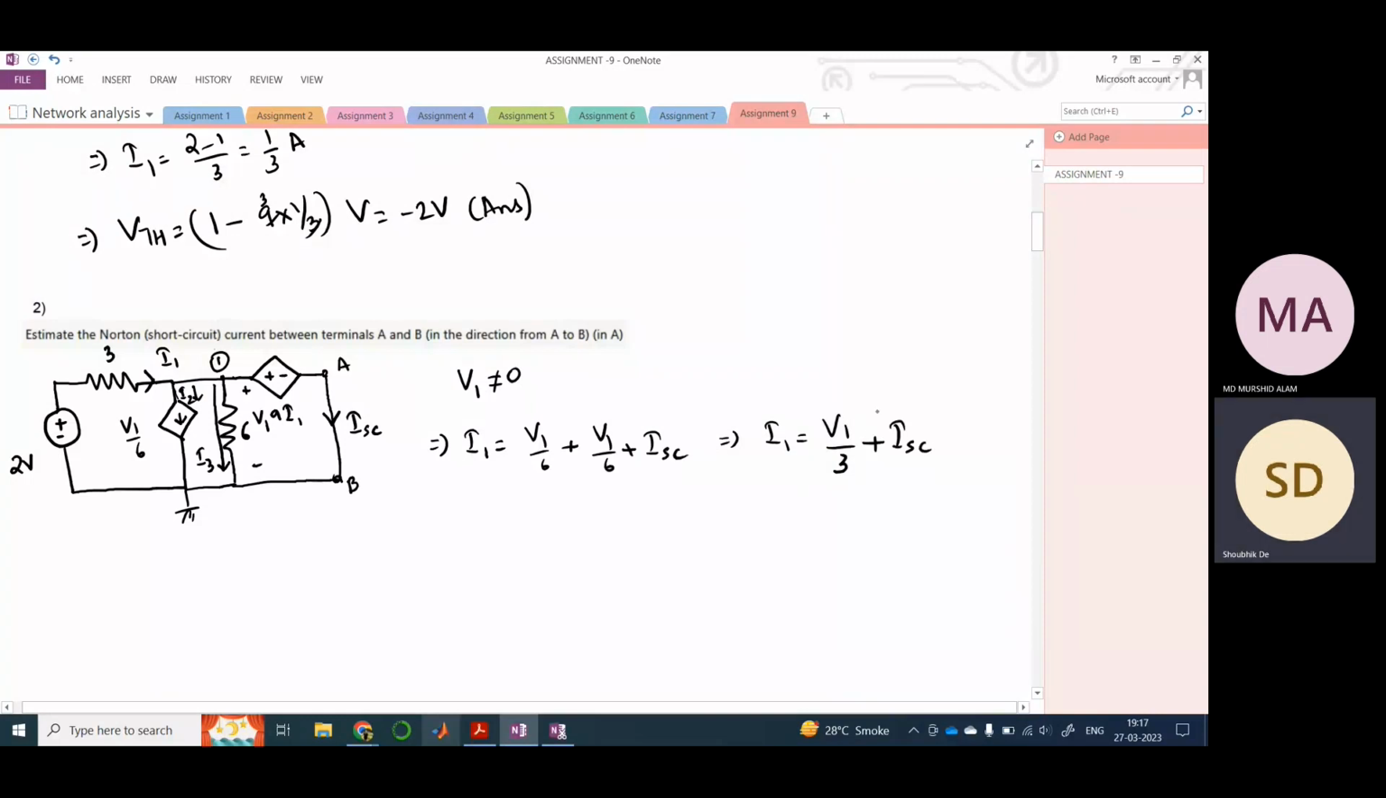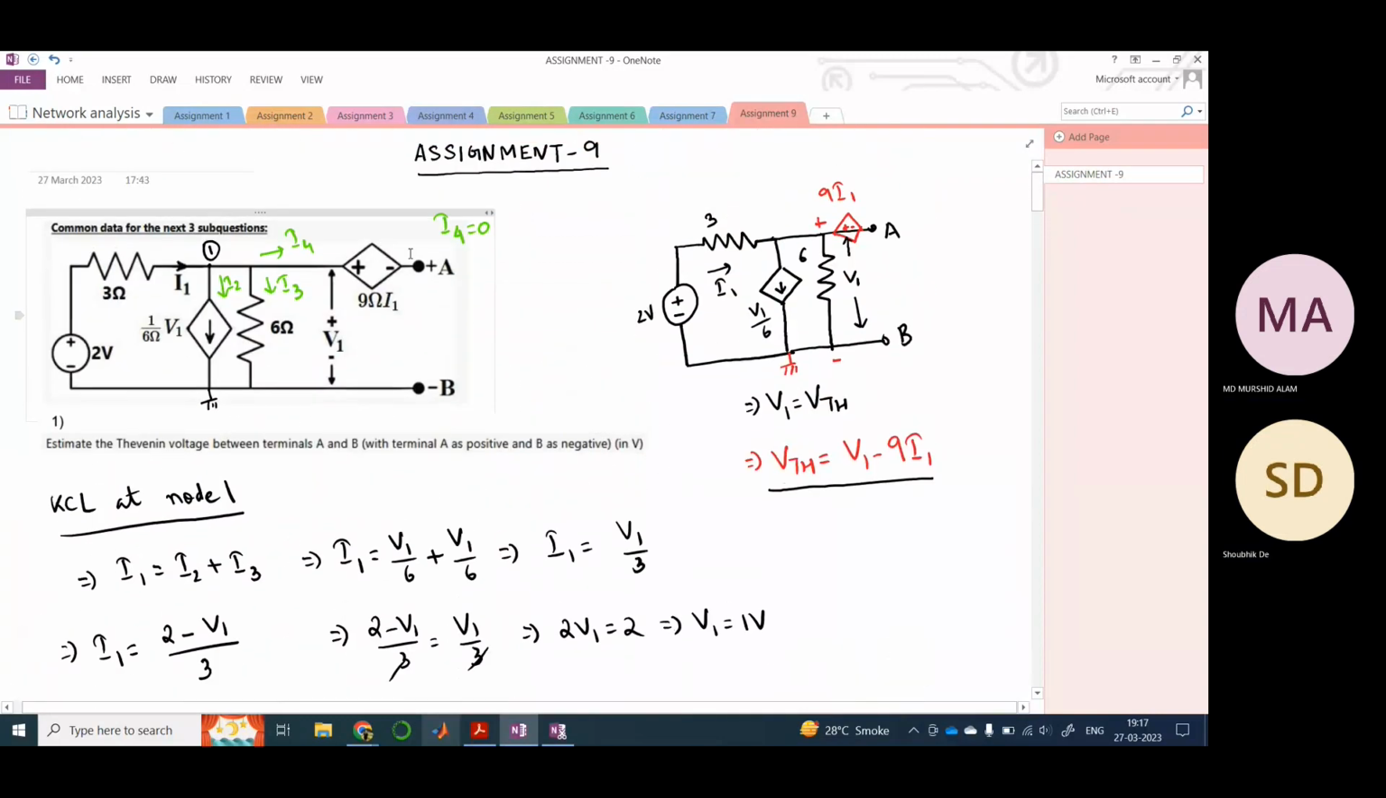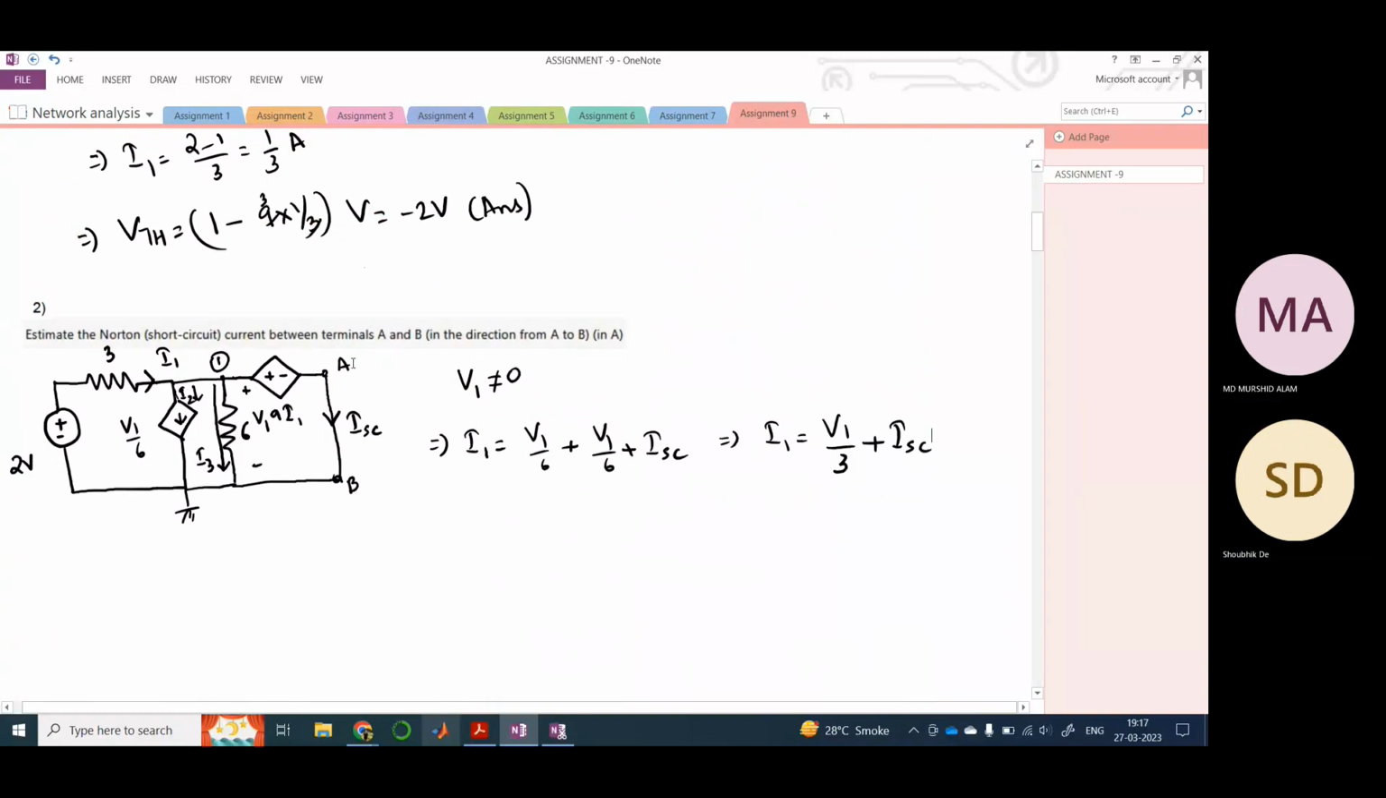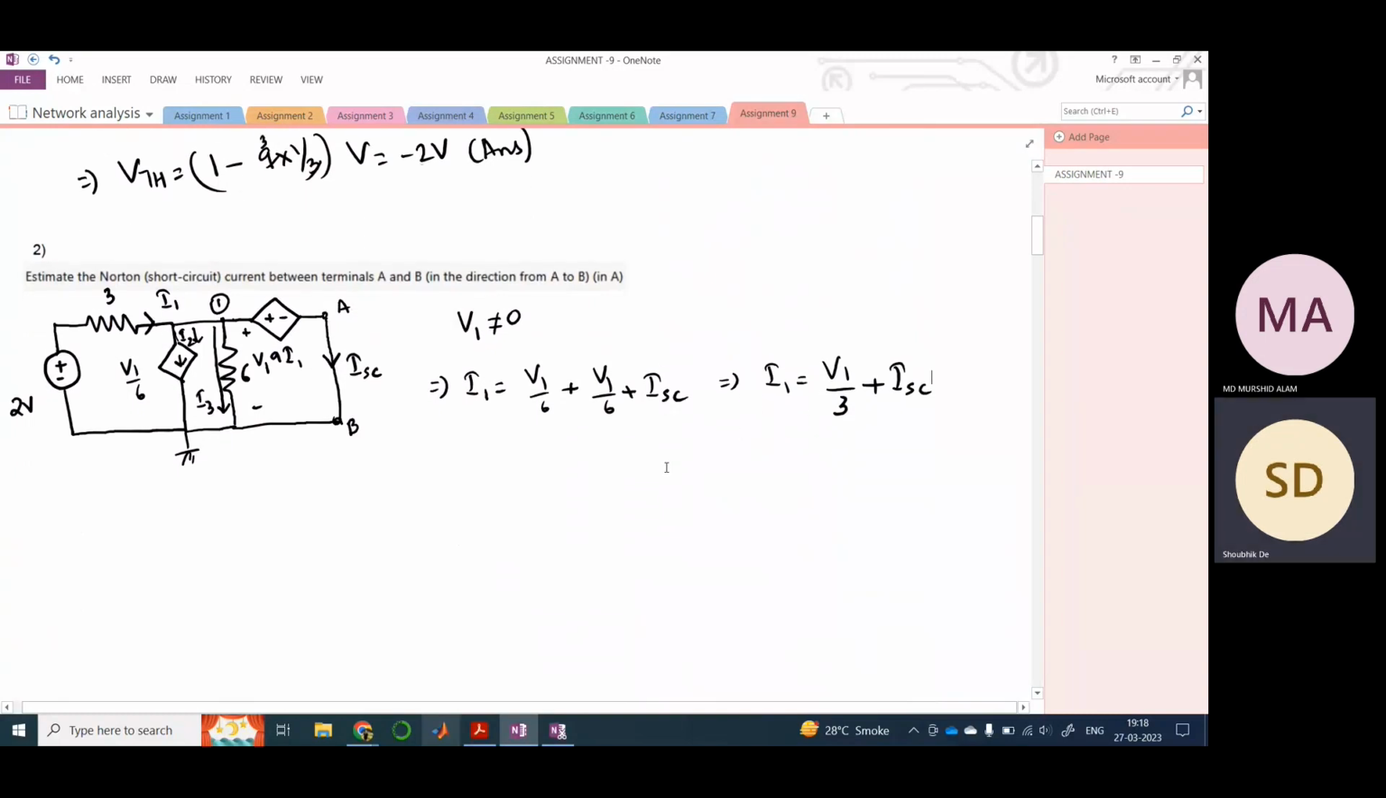I hope you understand this, because there is this current source I2, right? There is this resistance of 6 ohm, and there is also this path, right? Previously in this problem there was no current, because this was open, but now this is actually shorted, right? So the current flowing through this path is ISC. Therefore, this would be ISC. I hope this is clear.